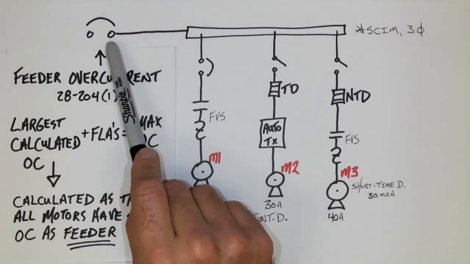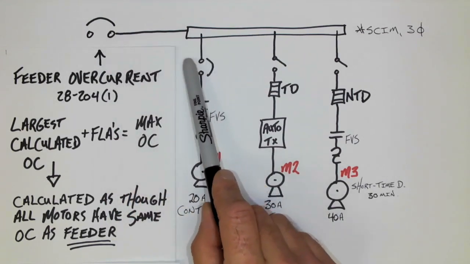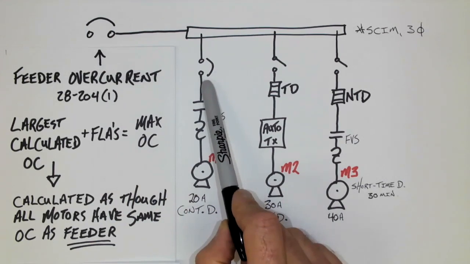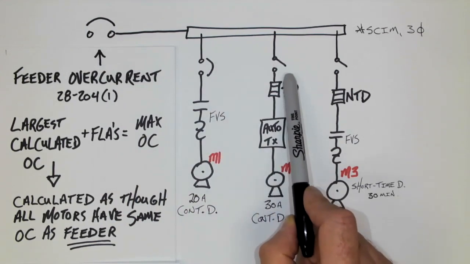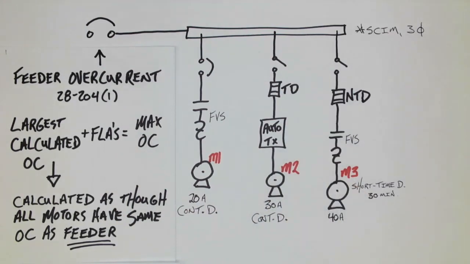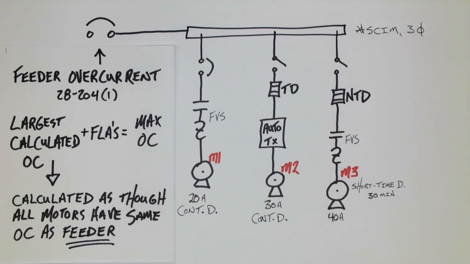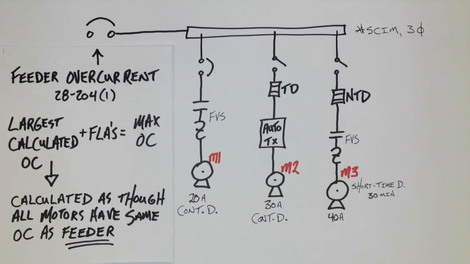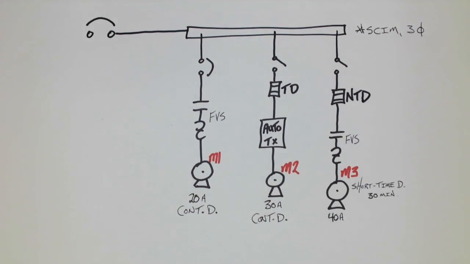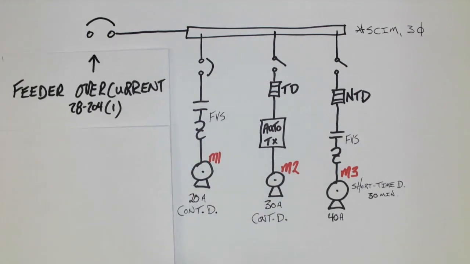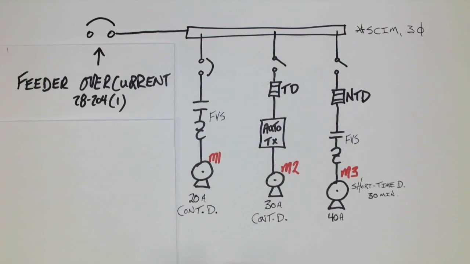And so what that means is that we are going to have to calculate what is the maximum OC for this one if it was a breaker. Well, that one is already a breaker, so it seems to make more sense. But we're going to do the same thing for this motor and for this motor. We have to figure out which one is the largest based on it being a circuit breaker overcurrent device. So the process then from 28204 is to establish which one is the largest.